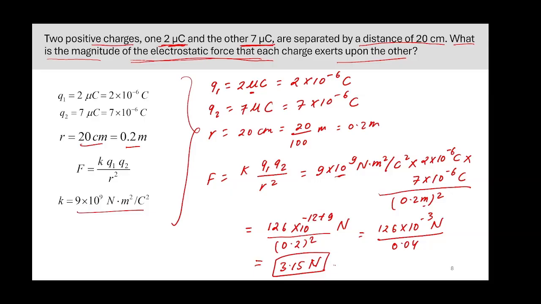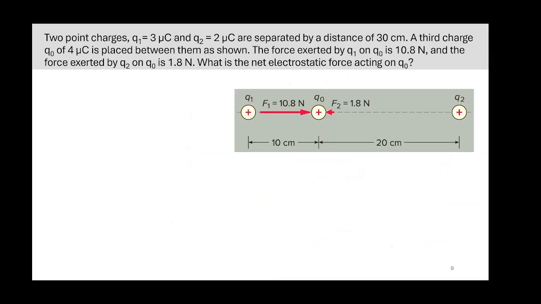So the force between these two charges, with magnitudes of 2 microcoulomb and 7 microcoulomb separated by a distance of 20 centimeter, is 3.15 Newton. And we can see one more example.